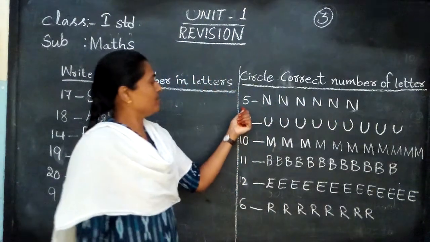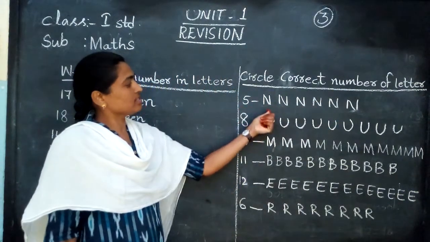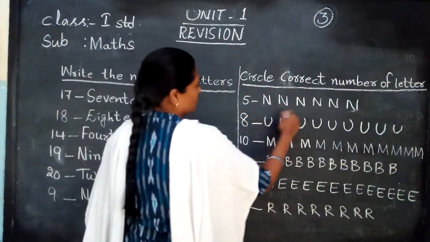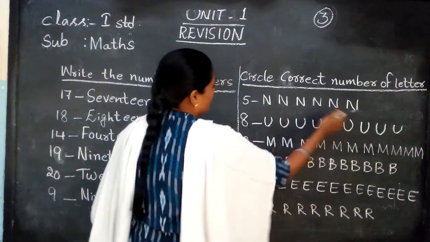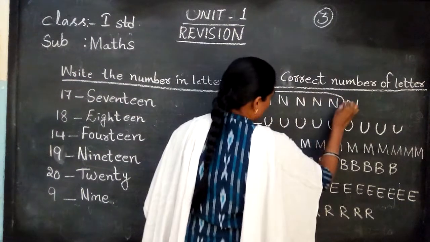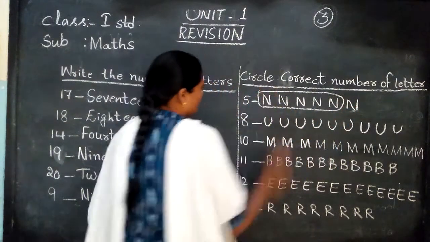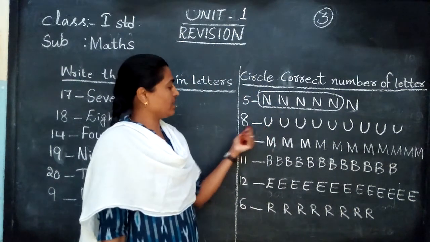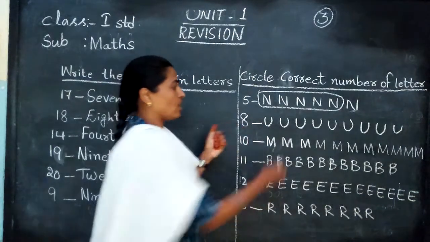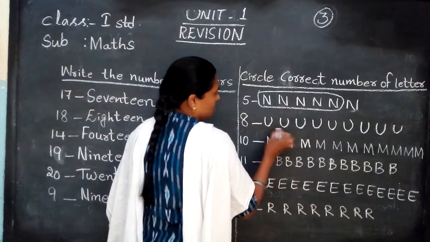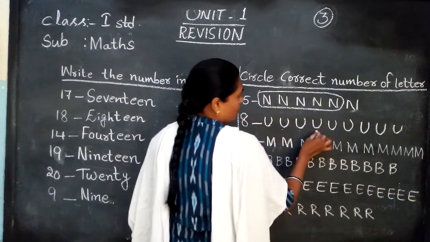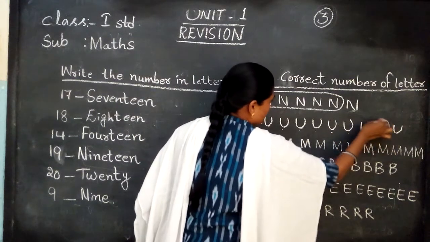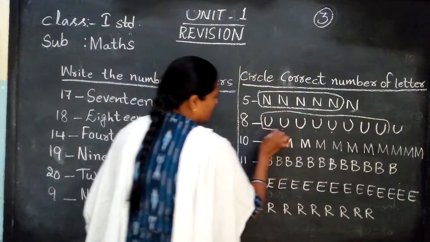What is this number? 5. Let us count how many will be there. 1, 2, 3, 4, 5. Circle the letter N, 5 times. What is the next number? 8. How many U letters do we need? 8. Let us count the U letters: 1, 2, 3, 4, 5, 6, 7, 8. Yes, circle the letter U 8 times.